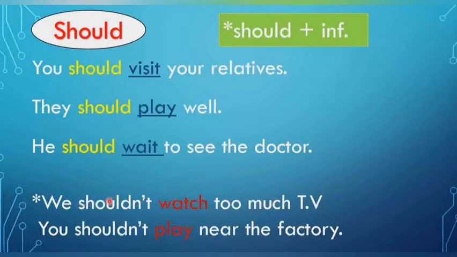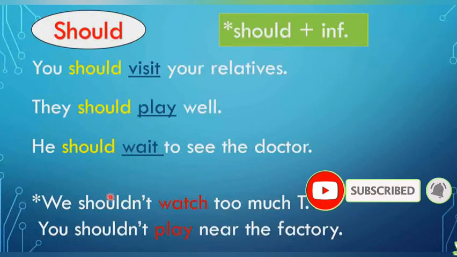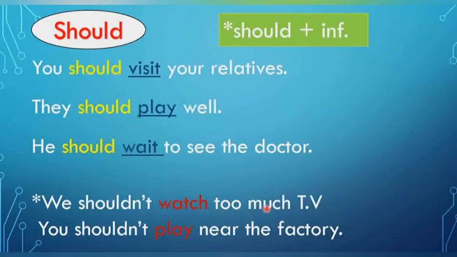We shouldn't. We use shouldn't to give negative advice. If I want to give you negative advice, we shouldn't watch too much TV, or even you shouldn't watch too much TV. That means it's my opinion not to do that, okay? Or it's even my advice to you not to do that. It's not better for you to do that, okay?